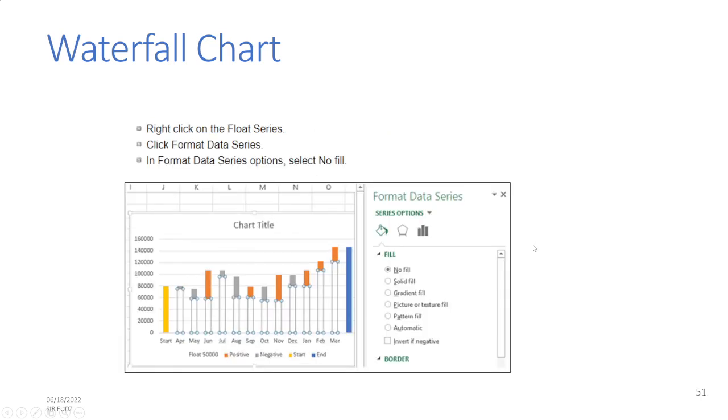Right click on the float series. So this is the float series. Right click. Click format data series. And in format data series option, select no fill.